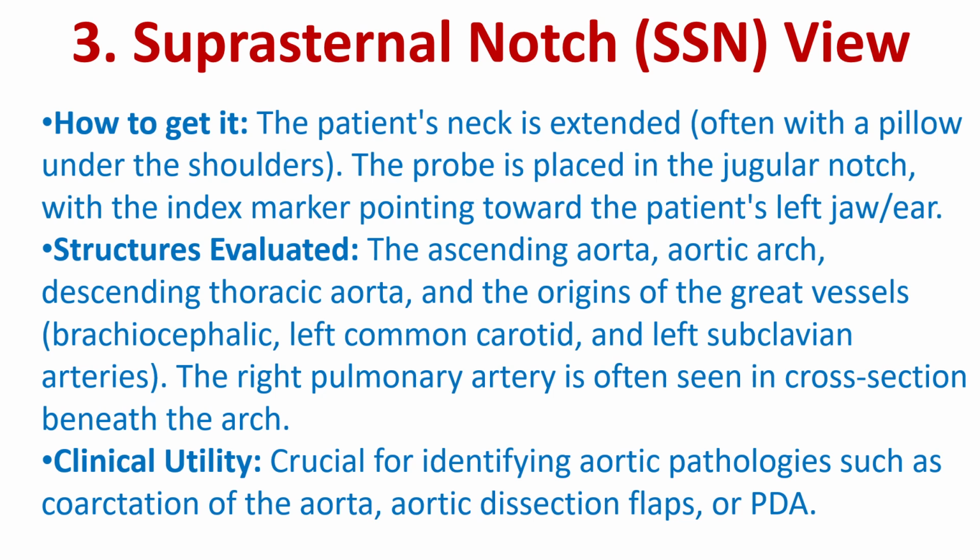The ascending aorta, aortic arch, descending thoracic aorta, and the origins of the great vessels, brachiocephalic, left common carotid, and left subclavian arteries, are evaluated in this view. The right pulmonary artery is often seen in cross-section beneath the arch. This view is crucial for identifying aortic pathologies such as coarctation of the aorta, aortic dissection flaps, or patent ductus arteriosus.